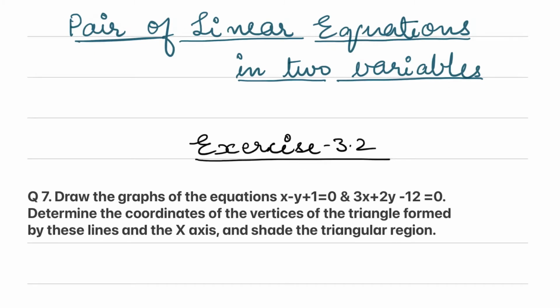It says, draw the graphs of the equations x minus y plus 1 is equal to 0 and 3x plus 2y minus 12 is equal to 0. Determine the coordinates of the vertices of the triangle formed by these lines and the x-axis. And we have to shade the triangular region.